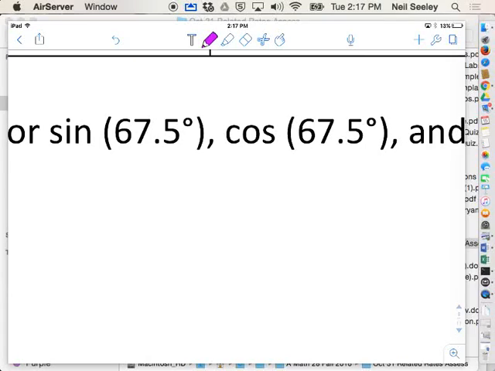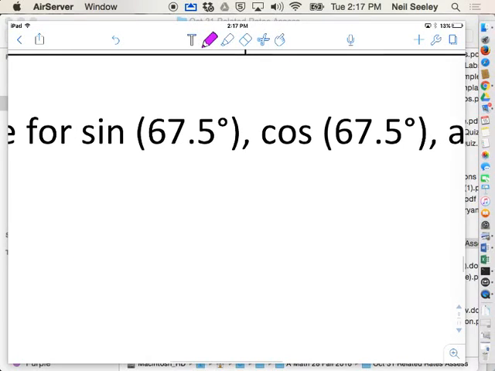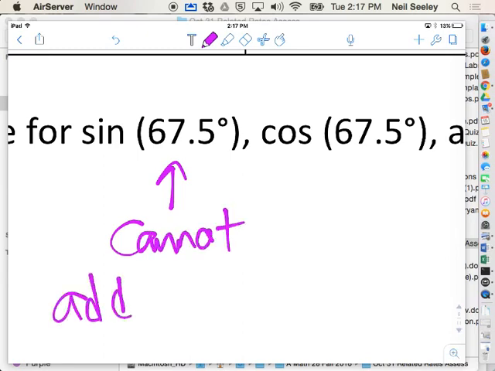is not on the unit circle. However, if you can find some way, now we can't add two unit circle values. We cannot add two unit circle values to get 67.5. No. But what else could we do?